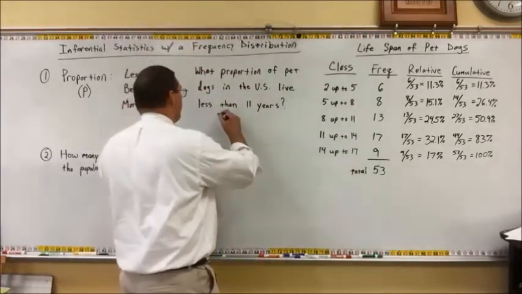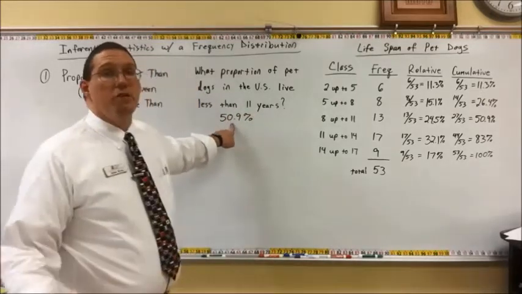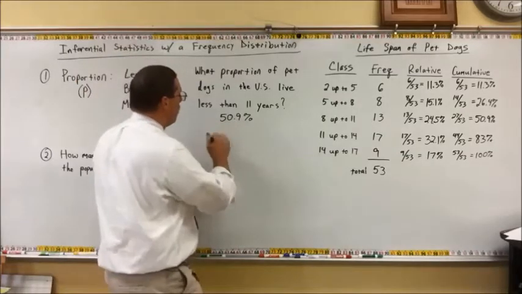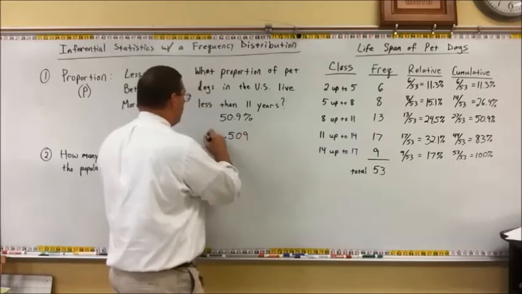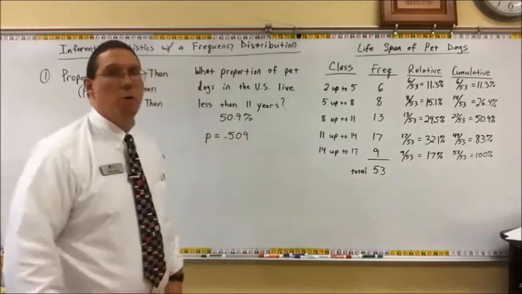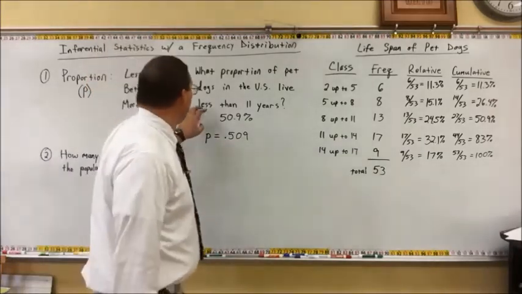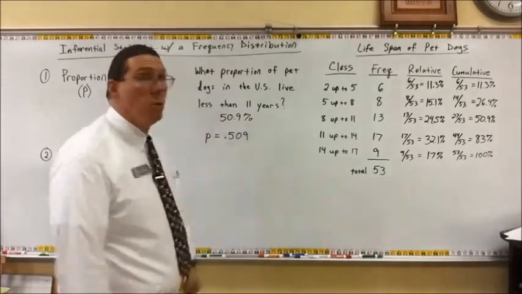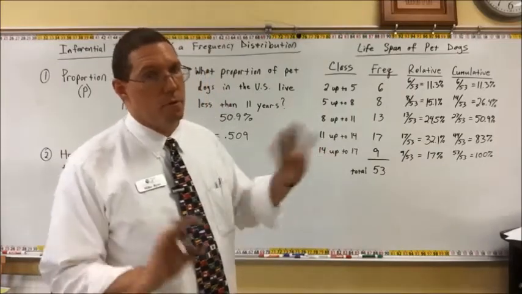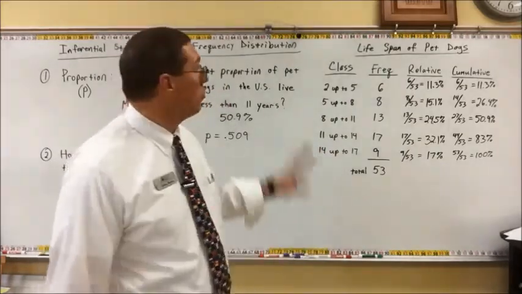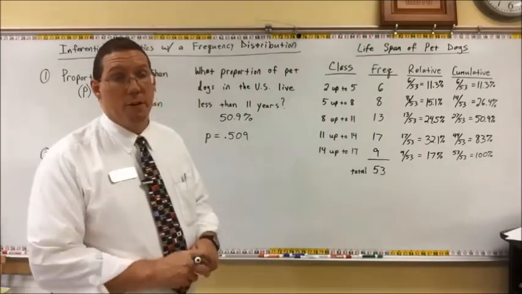Now, proportions can be answered as either percentages or decimals. So you could say that the answer to this is 50.9%, or if you turn it into a decimal, you just move the decimal point over 2 places and you get 0.509, and we would say P is equal to 0.509. So the proportion of all dogs in the United States that live less than 11 years is about 51% of all the dogs. Now understand, this is not the truth. I made this data up, so this is not the truth about the lifespan of dogs. You could look this information up, though. You could gather data on the internet on this.